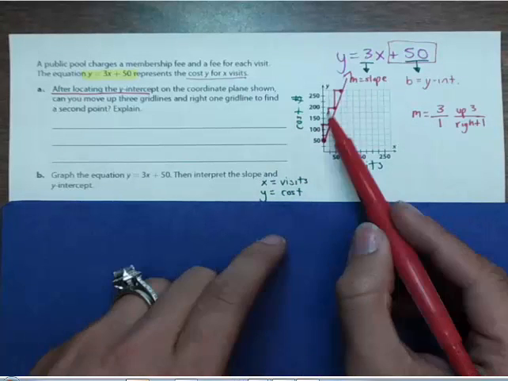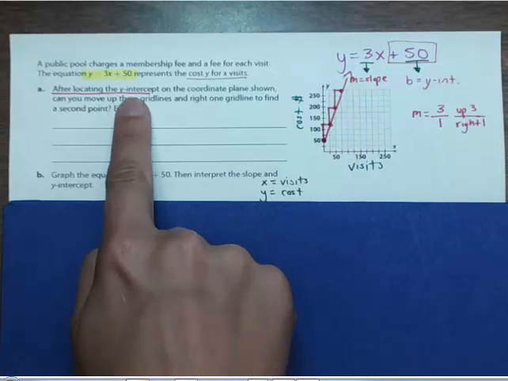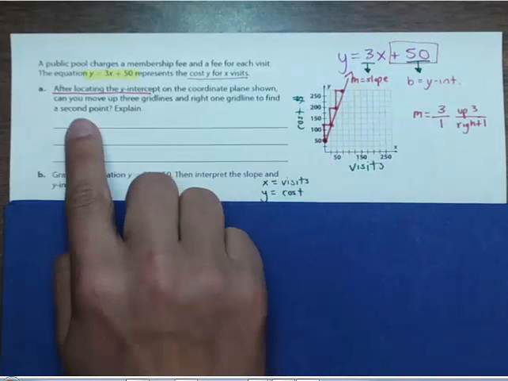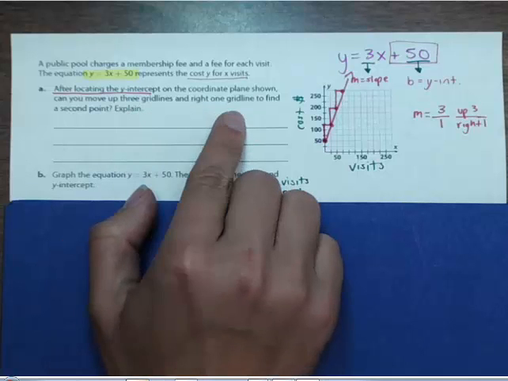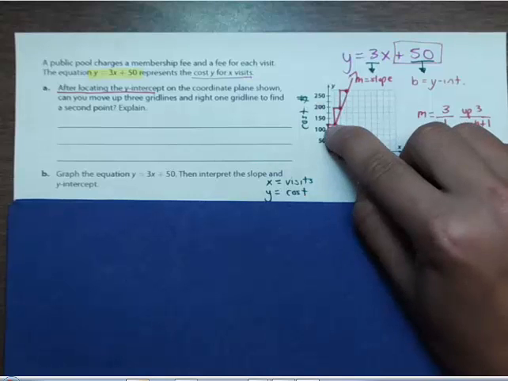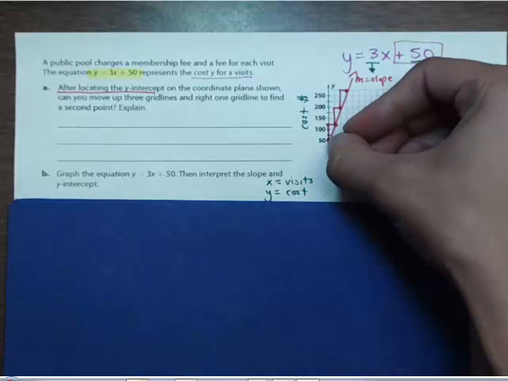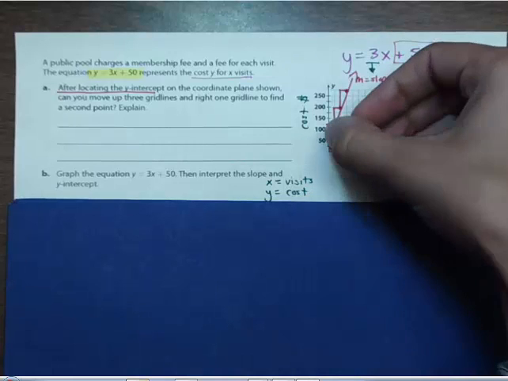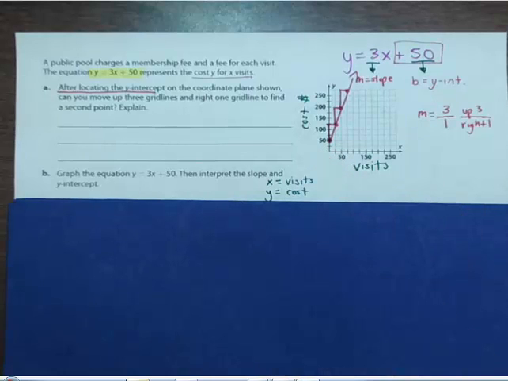So now that I located my y-intercept and I already plotted my other points, it asks me, can you move up 3 grid lines and right 1 grid line to find the second point? And that's exactly what we did. We went up 3 grid lines and right 1 to find that second point. Now the values should be the same. Remember, the grid lines aren't going up by 1 unit, they're actually going up by 25 units here. So I need to make sure that my answer is still reasonable based off of the equation.